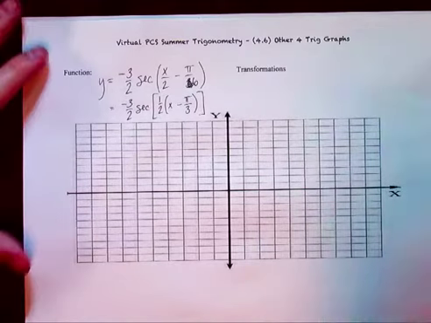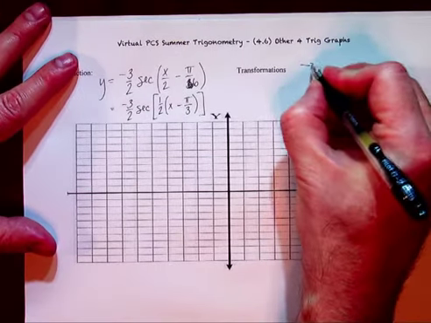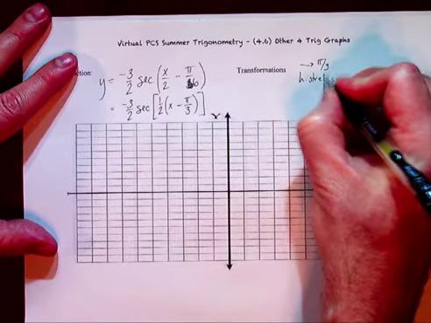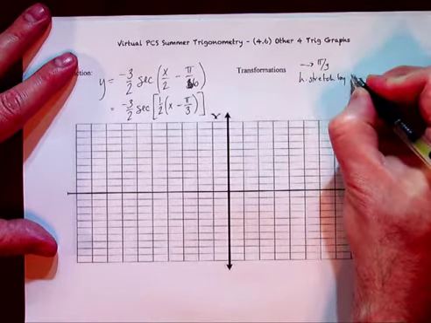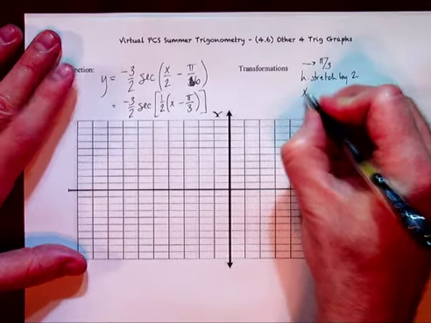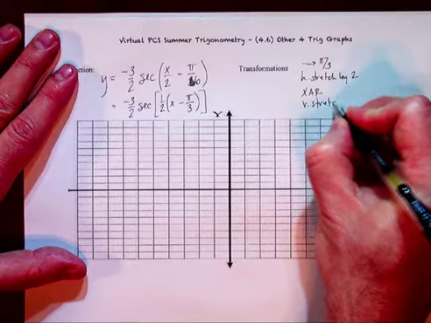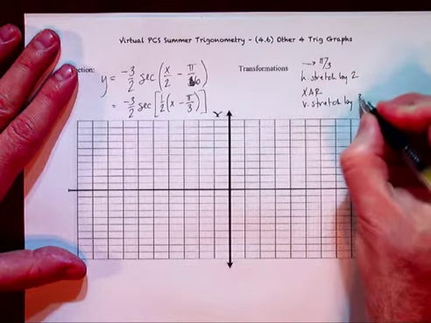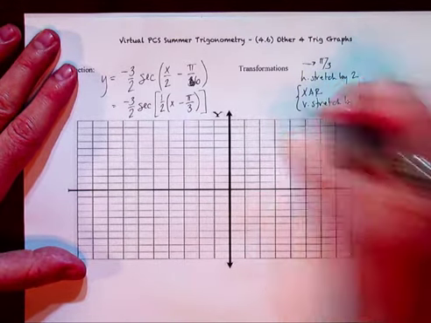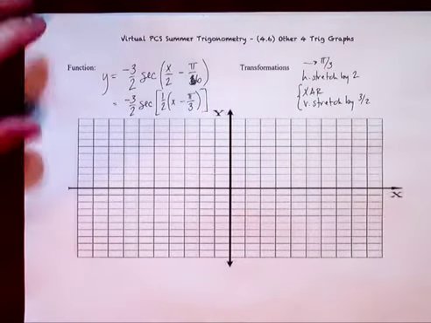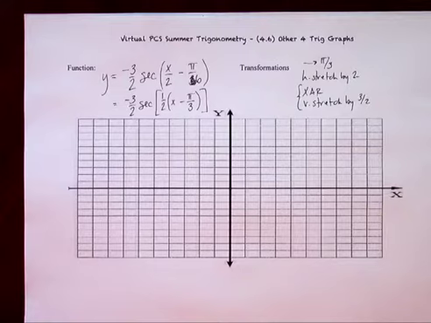I'm going to move it to the right, pi over 3. I'm going to horizontally stretch by a factor of 2. I'm going to x-axis reflect, and I'm going to vertically stretch by 3/2, right? And remember that those two can be done in either order. It doesn't really matter, and the reason they can be done in any order is because multiplication is commutative.